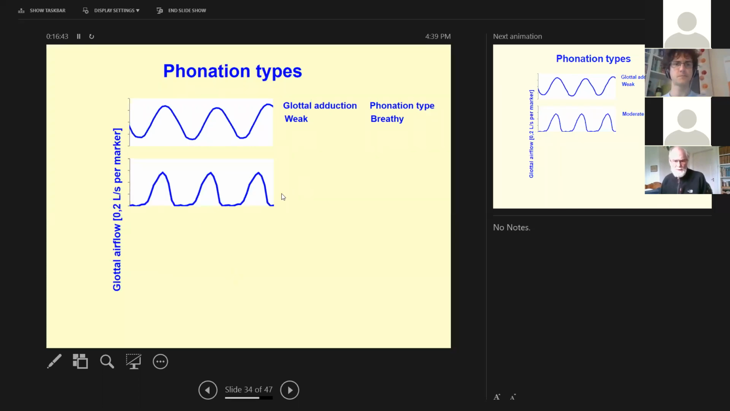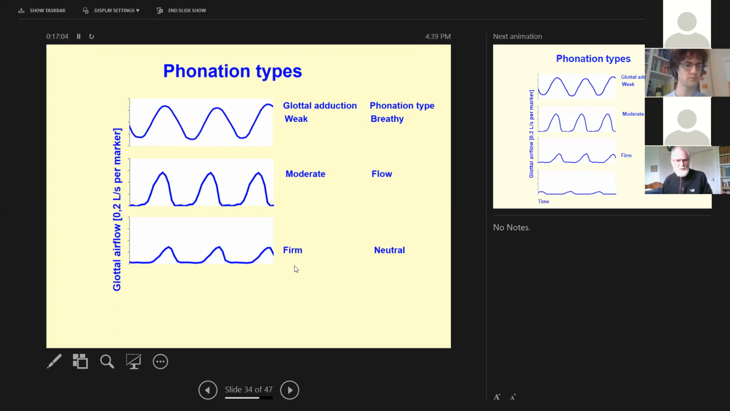And then in kind of singer voice, which I call flow phonation, moderate glottal adduction and high pulses, but here we have no closed phase, here we have a closed phase. And then in normal conversational speech, neutral phonation type and firm glottal adduction. In pressed phonation, hyperfunctional is what voice people call it in clinics. So you see a huge variation.